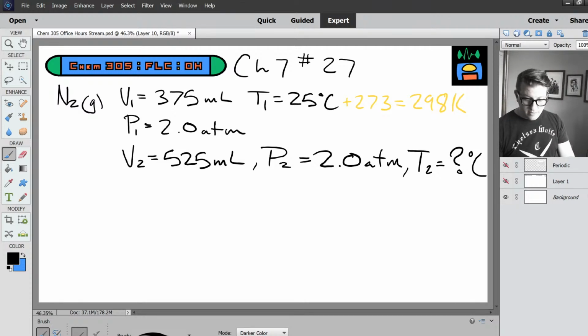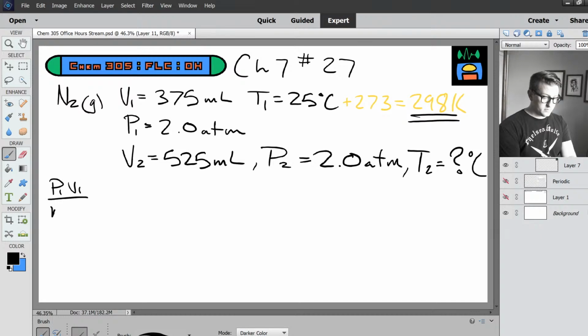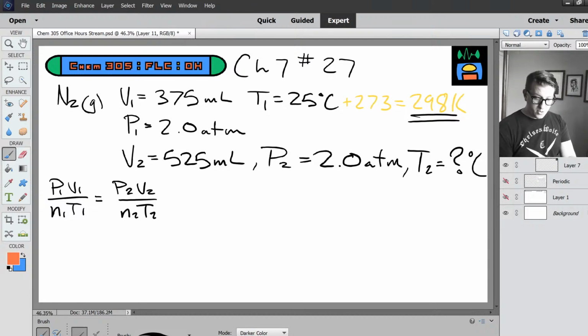Now, it's important to note that you still need to convert to Kelvin, all right? If you're going to use the combined gas law, the temperature must be in Kelvin. Since they asked for a temperature in degrees Celsius, we will have to convert it back, but in order to use the combined gas law, all temperatures must be in Kelvin. All right, so moles weren't mentioned, so those will drop out. Pressure doesn't change, so it drops out.